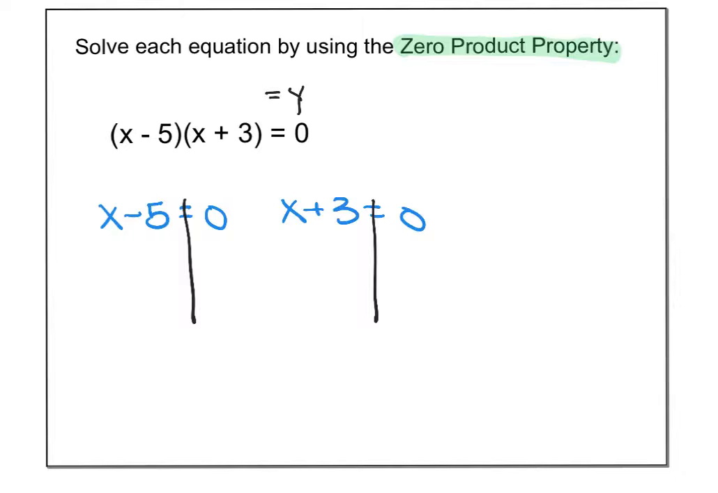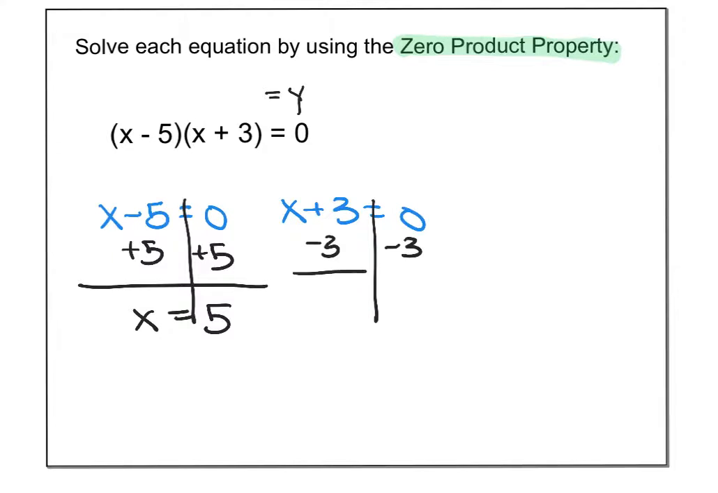So I put in my railroad tracks. To solve for x on the left, I add 5 to both sides, so I get x equals 5. And to solve for x on the second equation, I subtract 3 from both sides and get x equals -3. So those are going to be your official answers. There are 2 for this problem. If you were asked to make a sketch of it, let's just visualize this.